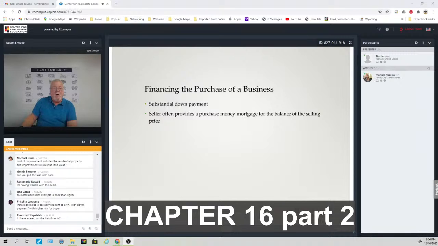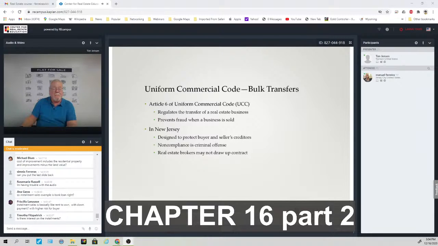So substantial down payments, purchase money mortgages for balance of selling prices could be offered, but again, installment sales are usually the way it's done. And in the sale of any business, if any personal items are transferred, trade fixtures are actually called personal property items of the business owner and add value to the business.